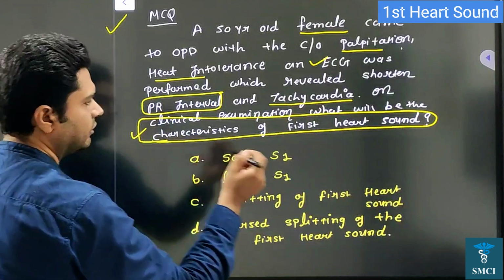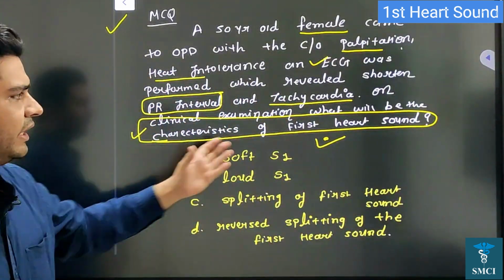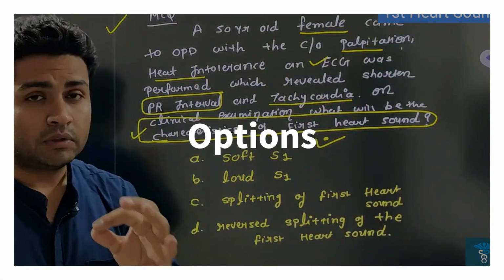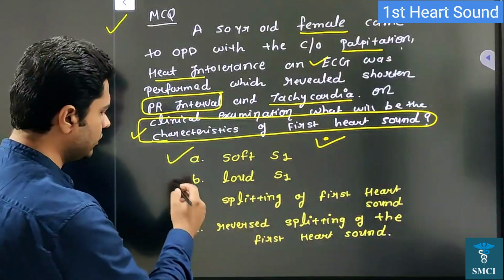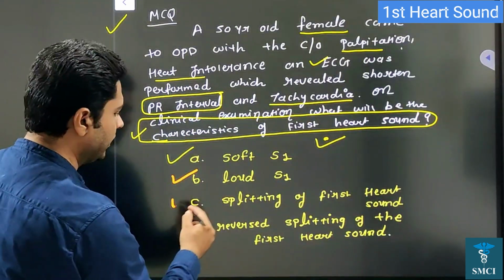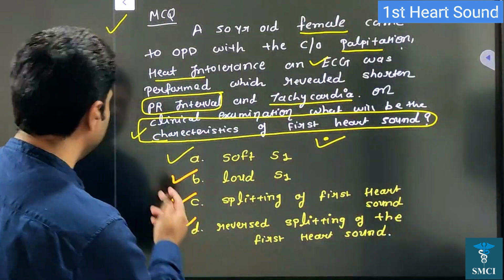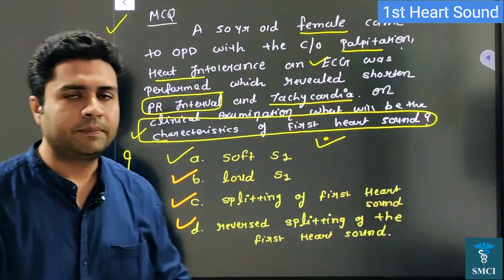So, in long questions, we first read the last line. So here also, what is the characteristic of the first heart sound? What are the characteristics possible for the first heart sound? We all know heart sounds can be soft, it can be loud, splitting, or reverse splitting. There are four possibilities. Now from them, which is the right answer for this question?